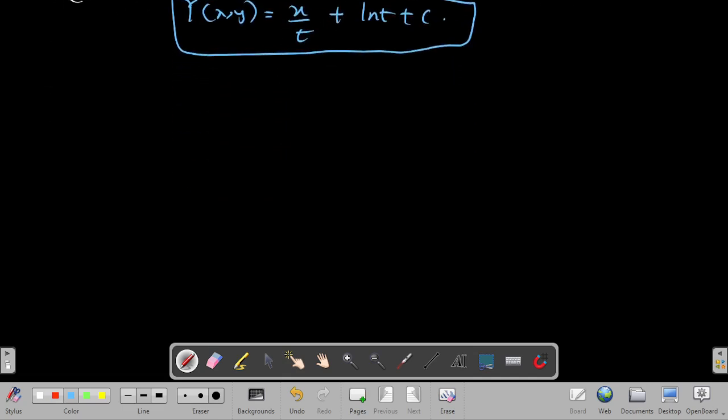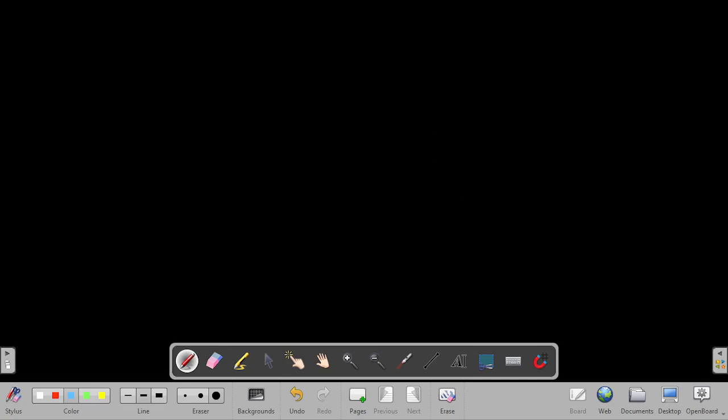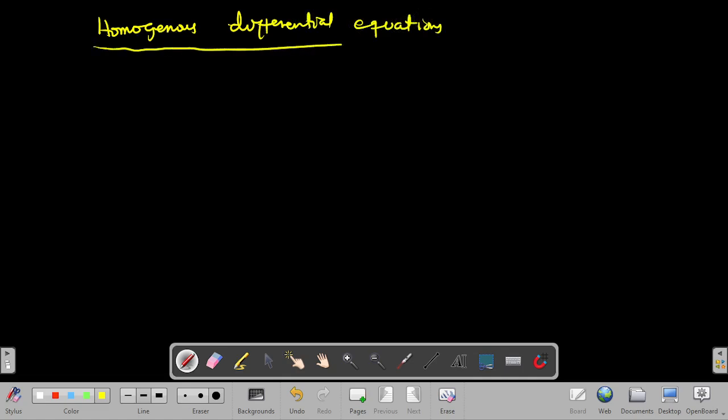We're solving plenty questions along the way. Now let's move on to the different method which we call homogeneous differential equation. So for homogeneous differential equations, what we are trying to do is we use a general method called substitution.